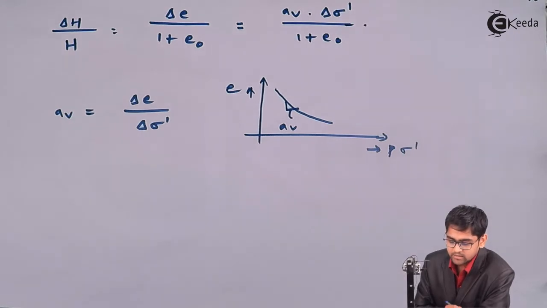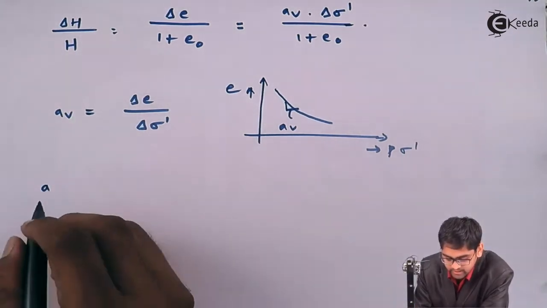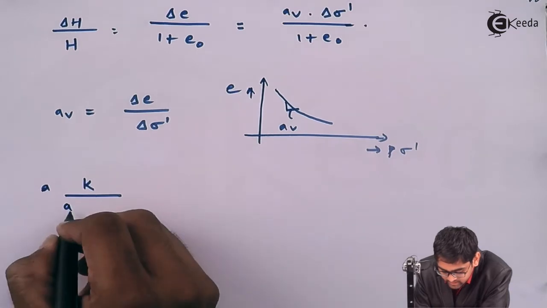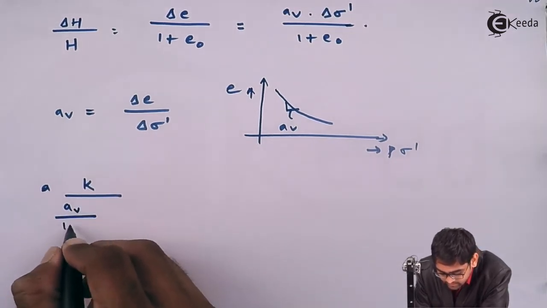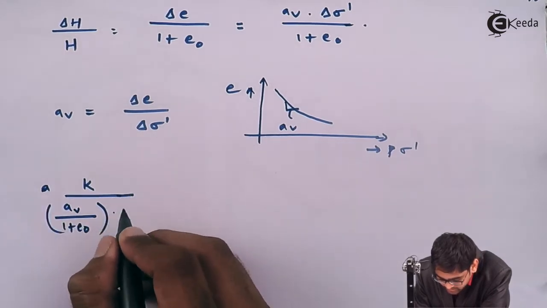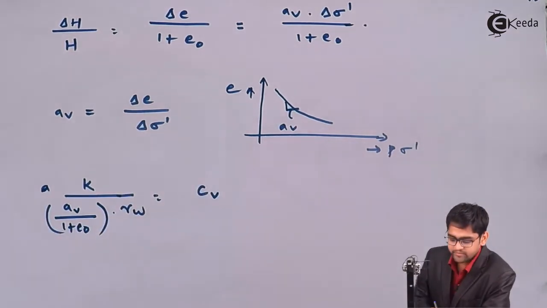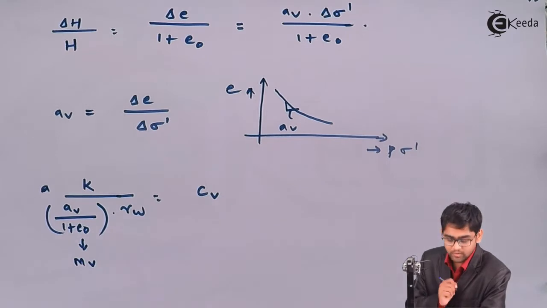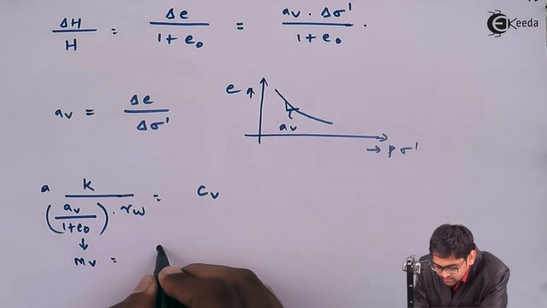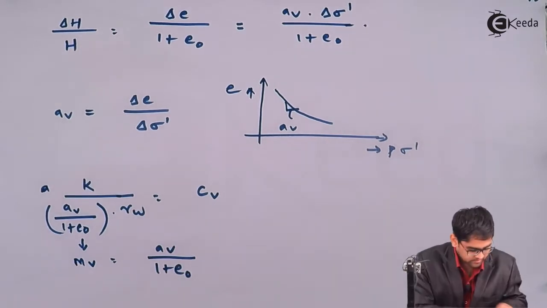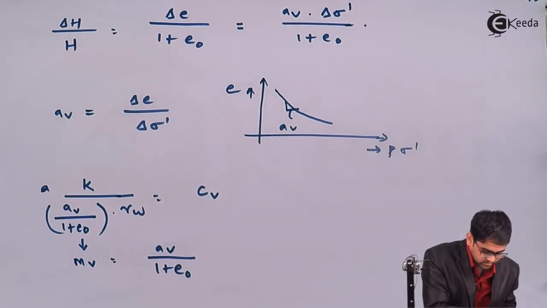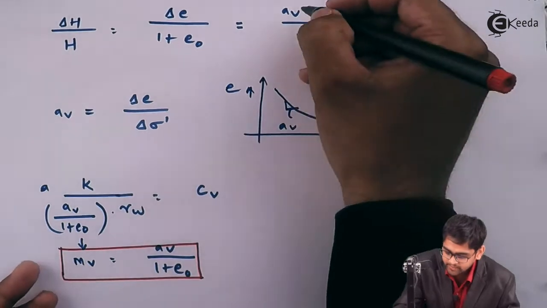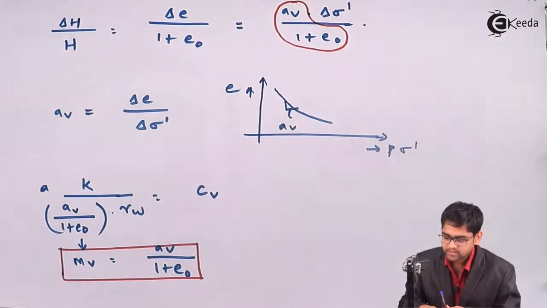And again, if you recollect the definition of the CV, we have left out the parameter like this: K divided by AV divided by 1 plus E naught into gamma W, and this particular parameter we referred to as a CV in that particular derivation. We termed this parameter as the coefficient of volume compressibility, MV, and MV we call as AV divided by 1 plus E naught. This is again a very important expression, coefficient of volume compressibility.